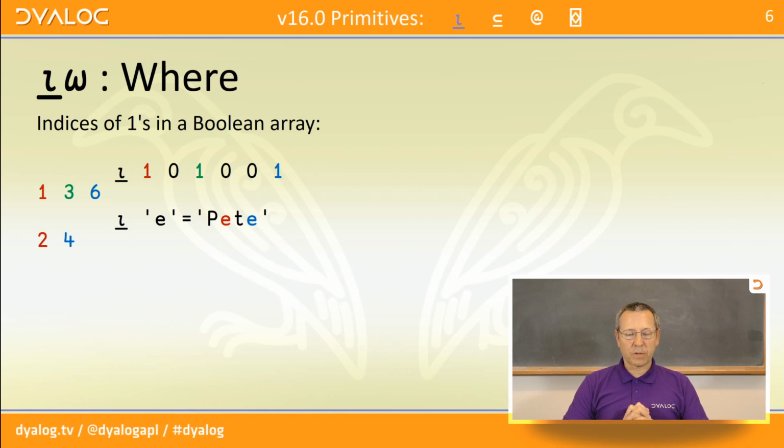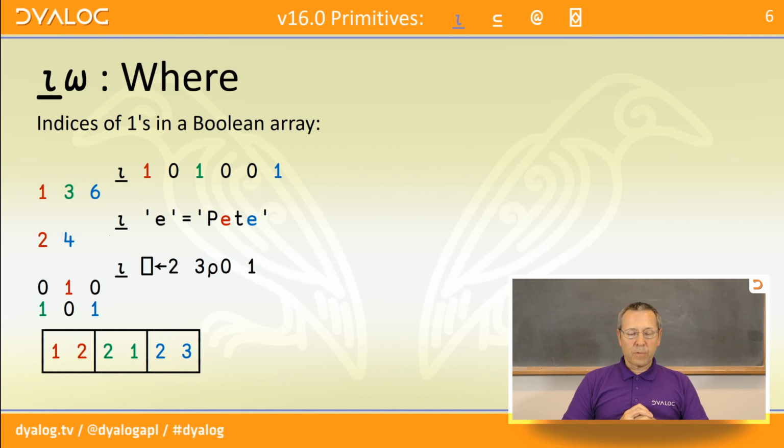Of course, this can be applied to the result of a comparison. In this case, we're asking what's the position of the e's, lowercase e, in the word Pete. The iota underbar also applies to arrays of dimension other than 1, so not just vectors. In this case, we're applying iota underbar to a 2 by 3 Boolean array, which also has 3 ones in it. And the result of that is then a nested array containing the indices as 2-element vectors. The first one is in row 1, column 2. The second one is in row 2, column 1, etc.